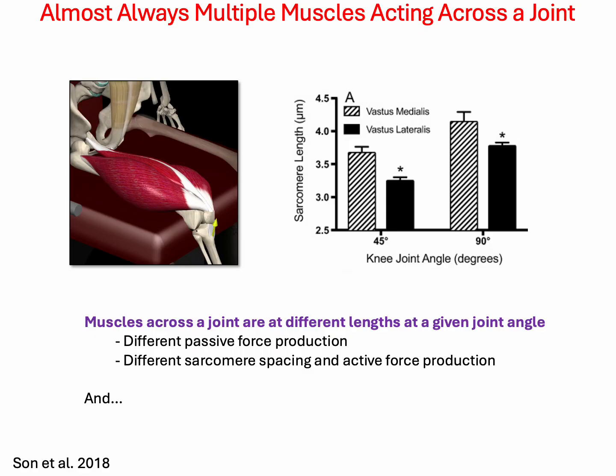Not only that, but because the muscles are at different lengths, there's likely different amounts of passive force production. So not only is it different across different MTUs, but it also changes according to the joint angle, in this case knee joint angle.